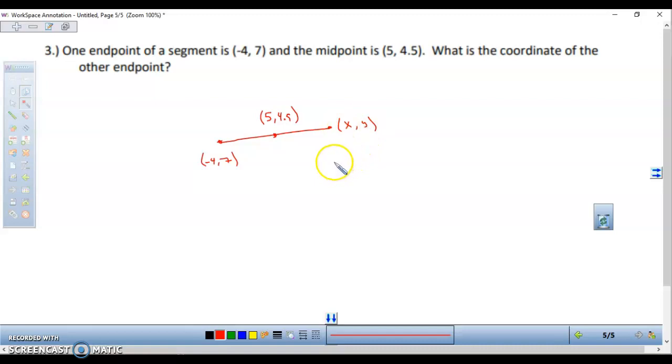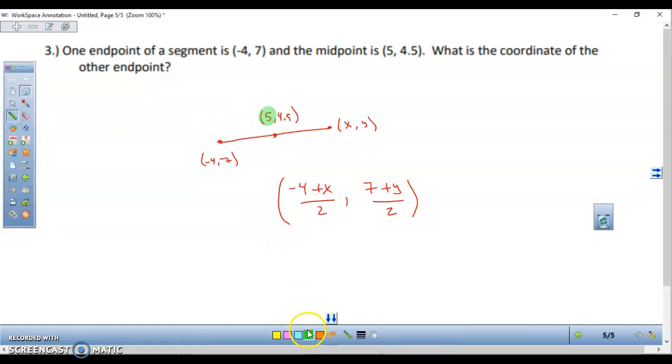Variables, I don't know. So what I need to do is, in order to find a midpoint, I average the x and y coordinates. So what that means to me is if I were going to solve for the midpoint of this, I would add the x's together, so negative 4 plus x divided by 2 will be your x coordinate of the midpoint, and 7 plus y divided by 2 will be the y coordinate of your midpoint. Now check this out. The x coordinate of my midpoint is 5, so this needs to equal 5. The y coordinate of my midpoint is 4.5, so this needs to equal 4.5.